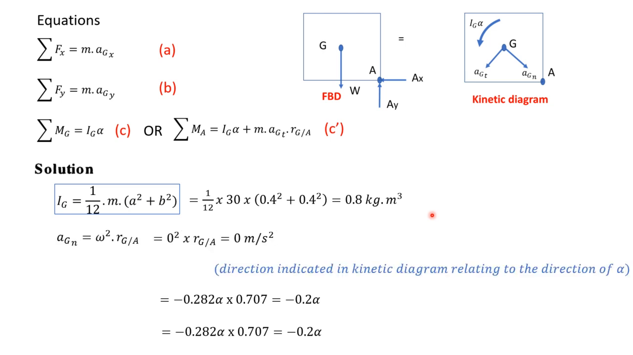We come to the accelerations. The normal one is equal to 0 because omega is 0. Then the tangential one is alpha multiplied by r GA. So r GA, using the Pythagoras equation, is the square root of 0.2 squared plus 0.2 squared, and this will be equal to 0.282 alpha. Now we're going to calculate AGX, which is AG multiplied by the sine of 45. Actually, I need to sketch that for you. Sorry if I missed that.